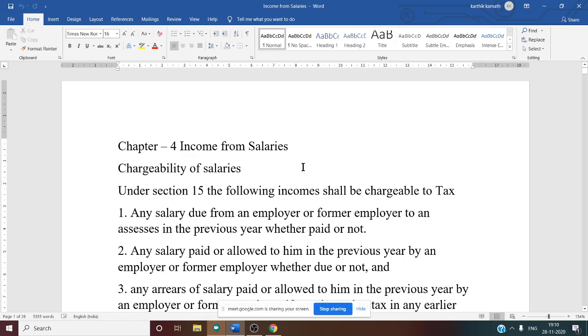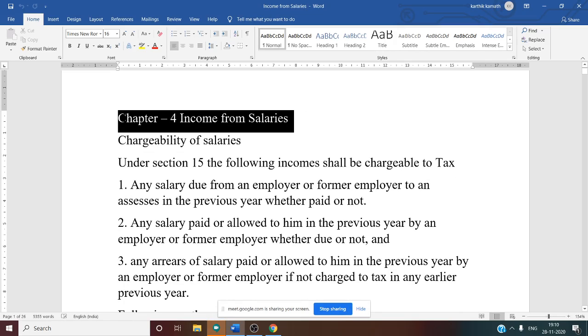See this chapter number 4, income from salaries. So first we should know what we mean by salary and what all is included under the head salary. Salary means some kind of monetary benefit given to the employee for the work done. It is one kind of remuneration given to the employee for the work done by him. So that is known as salary.